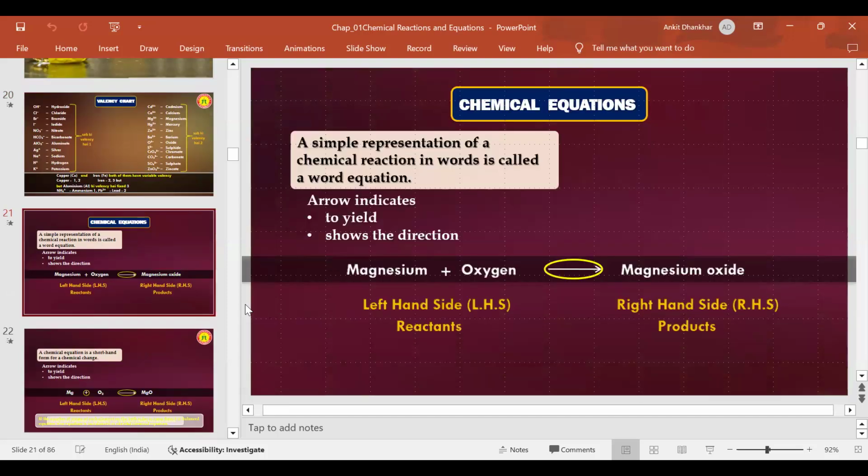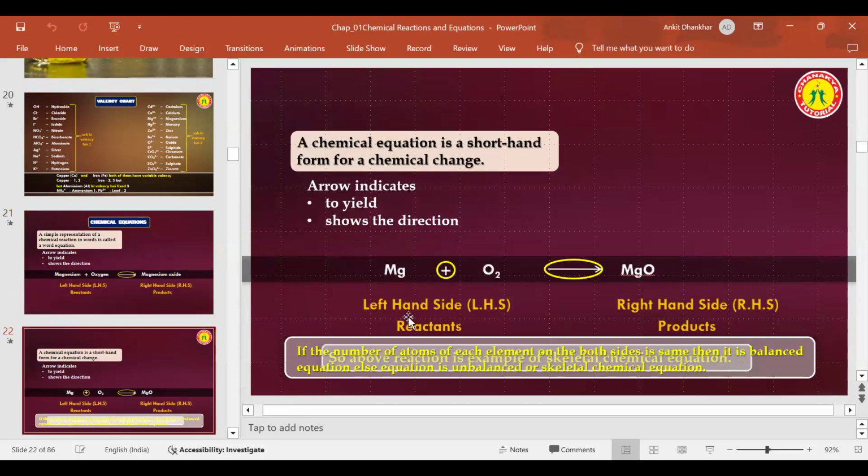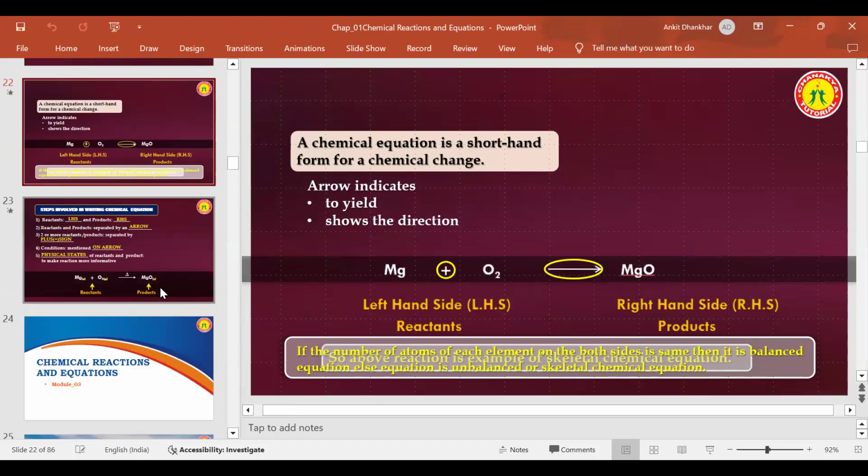For chemical equations, we saw how we can write a chemical equation, where we write reactants on the left hand side, products on the right hand side, and separate them by an arrow. If there is more than one reactant, we separate them by a plus sign. We write a chemical reaction in the form of symbols. And then we studied balancing of chemical reactions.